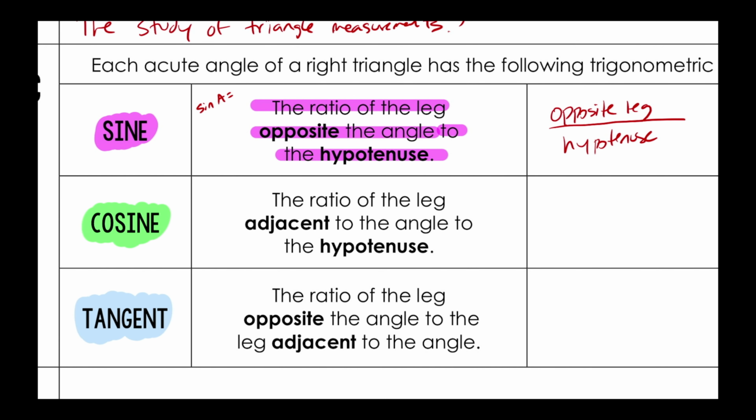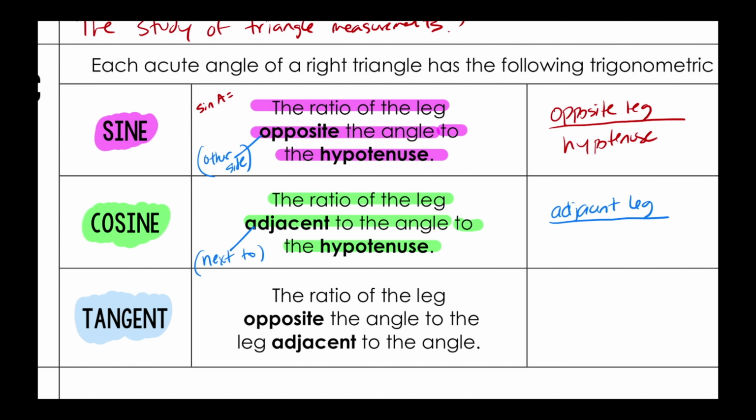Cosine is the ratio of the leg adjacent to the angle to the hypotenuse. So cosine's ratio is just adjacent leg over hypotenuse. What does adjacent mean, mister? Adjacent just means next to. Okay, adjacent means next to. Opposite means on the other side, right?